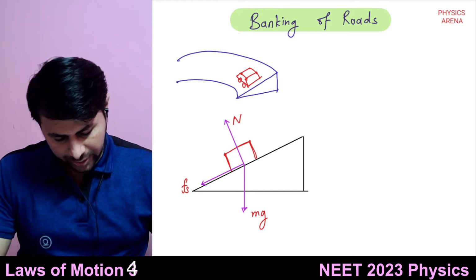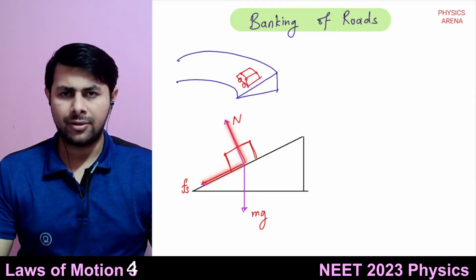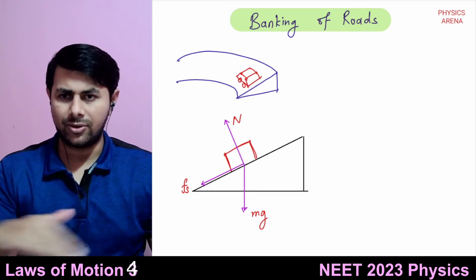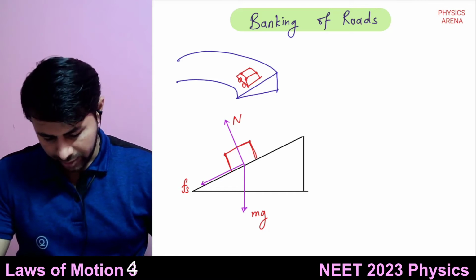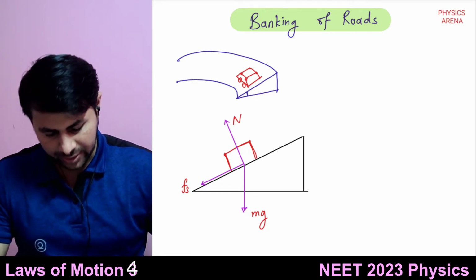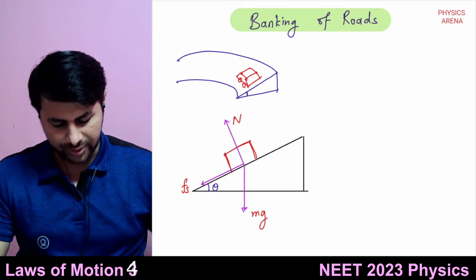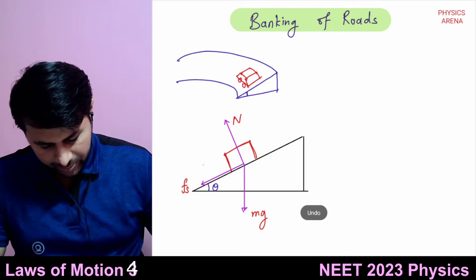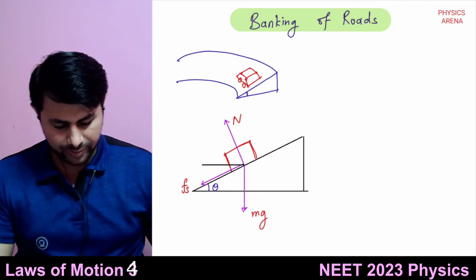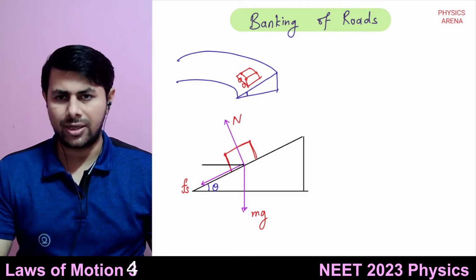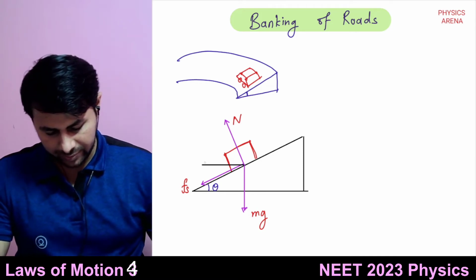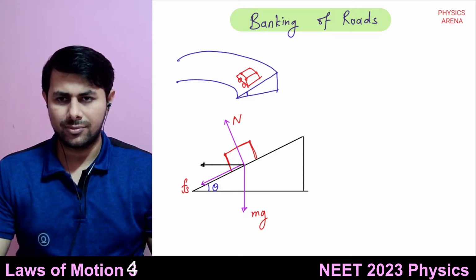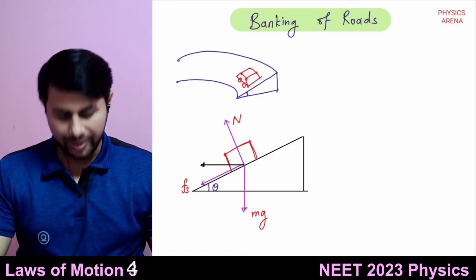So what we can do is resolve the normal reaction and the frictional force into vertical and horizontal components. So let's suppose this is the angle of banking, equal to theta. What will be this component of frictional force? Fs cos theta or Fs sin theta? Tell me. It will be Fs cos theta.